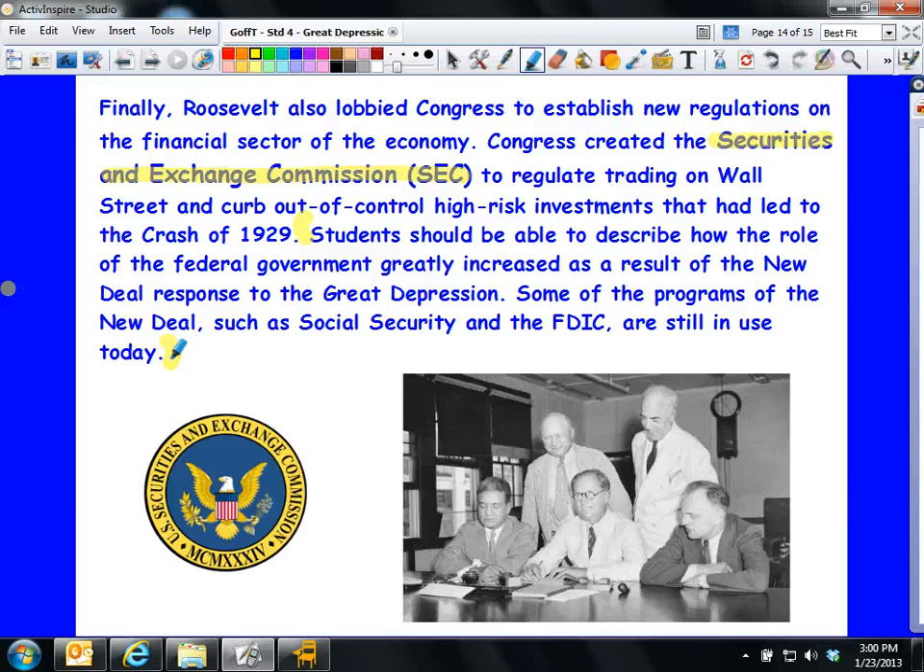And some of these programs still exist today and are benefiting citizens in the United States, such as Social Security and the FDIC. For instance, if you walk into a bank, a lot of times you will see a little plaque that will say FDIC somewhere within that bank, and it's just showing that your money is insured through the FDIC. So all of these programs in the New Deal work to try to help Americans by providing relief and recovery and reform over a long period of time.